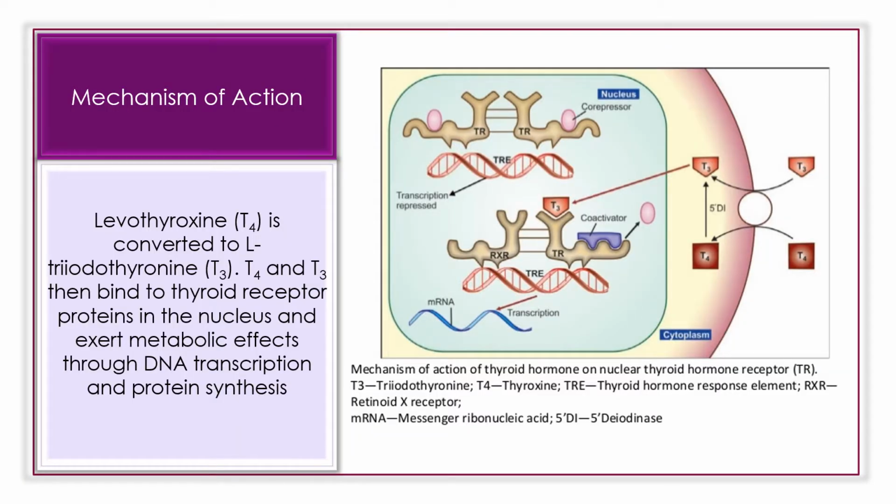Mechanism of action. Levothyroxine, or T4, is converted to its active metabolite, L-triiodothyronine, also known as T3. T4 and T3 then diffuse into the cell nucleus and bind to thyroid receptor proteins attached to DNA. This hormone nuclear receptor complex activates gene transcription and synthesis of messenger RNA and cytoplasmic protein. The physiological actions of thyroid hormones are produced predominantly by T3, the majority of which, approximately 80%, is derived from T4 by deiodination in peripheral tissues.